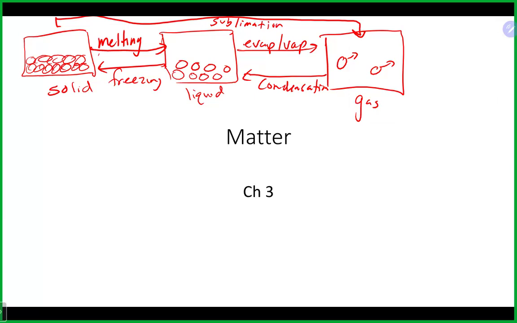And there's also a transition that you could go from gas back to solid. Again, skipping the liquid cleanup there. That is what is known as deposition. So another thing that we'll talk about in chapter 10, which is about energy.